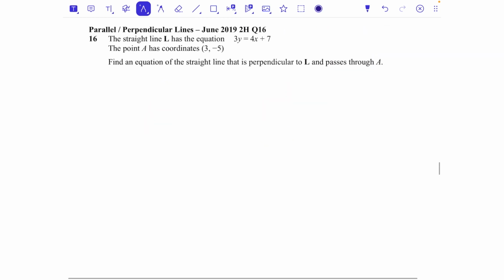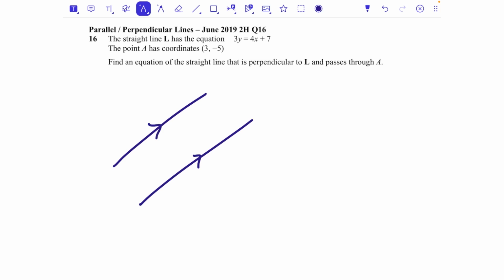Question number 16, and we're doing parallel and perpendicular lines. The most important thing to remember about parallel lines is that they will have the same gradient. Two lines that are parallel on a graph must have exactly the same steepness, so they're going to have the same gradient. If two lines are perpendicular, so they're at right angles to each other, it will be the negative reciprocal.